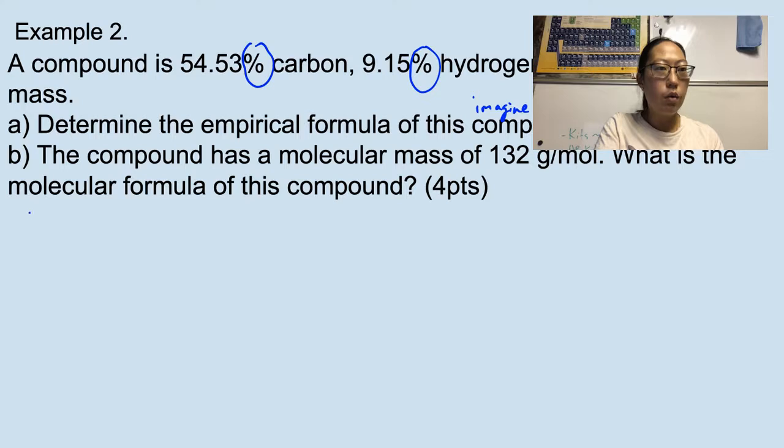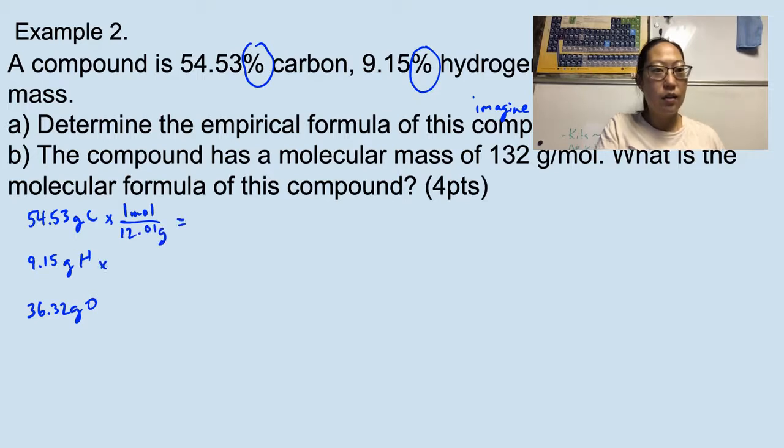Now we know that we have 54.53 grams of carbon, 9.15 grams of hydrogen, and 36.32 grams of oxygen. It's like magic, you know, the grams just appear. We're now going to divide by the molar masses here to get our mole ratios.